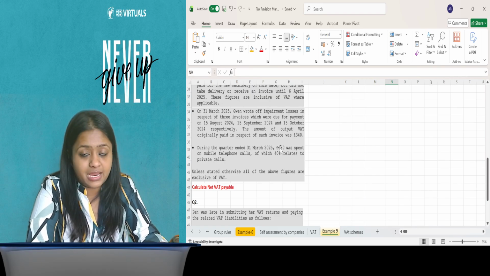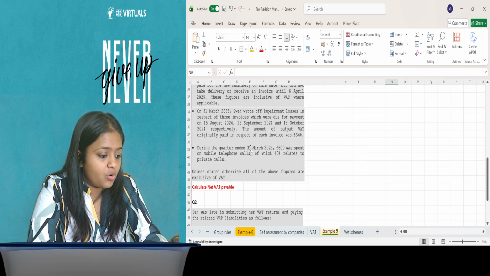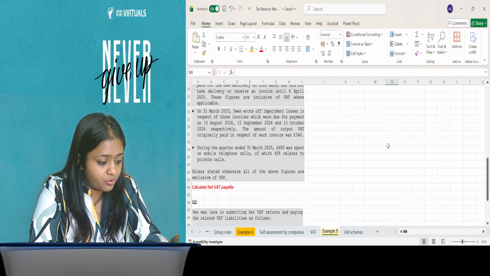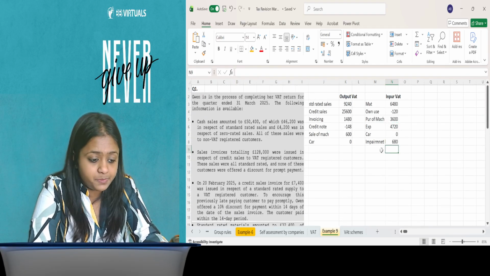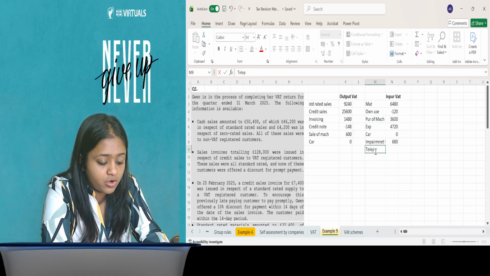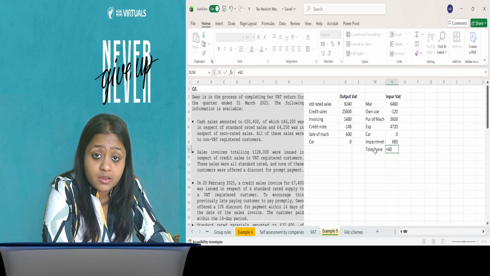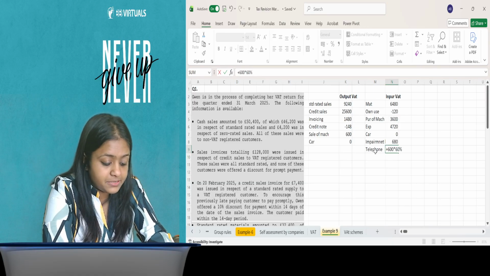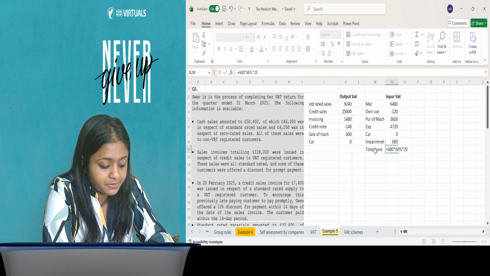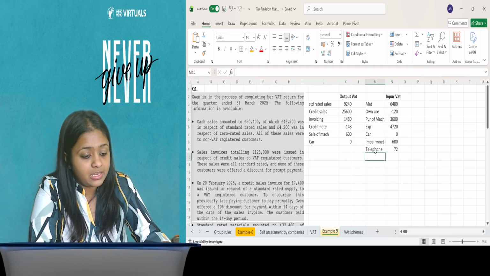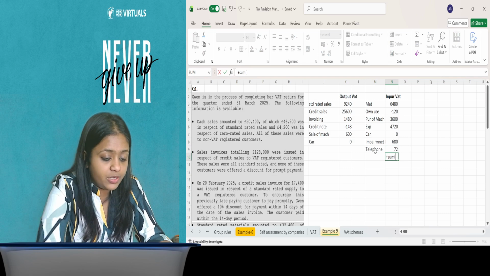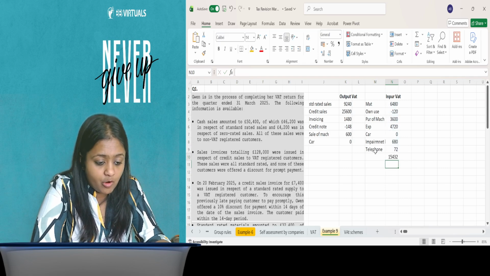Almost the last point. Yeah, last point we are at. During the quarter ended 31st March, 600 was spent on mobile phone, of which 40% is private call. So business call is 60%. You will just take for business call only. So you will take 600 multiplied by 60% multiplied by 20%, which is the standard rate of VAT. Here, get the total of input VAT and match it against the output VAT.